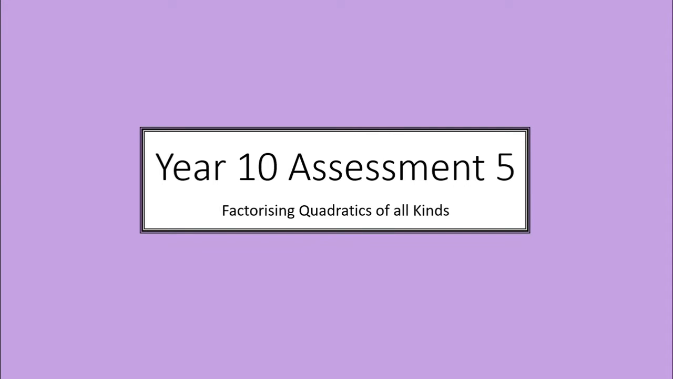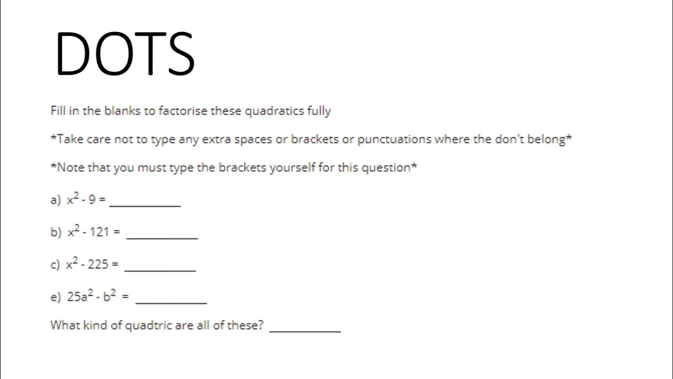Hey Year 10s, let's take up Assessment 5, Factorizing Quadratics of all kinds. Starting with these two term quadratics. Note that they are all dots. That is, they are all a difference of two squared terms. The first one, for example, is x squared minus 9, which is the same as 3 squared. So I've got x plus 3, x minus 3.